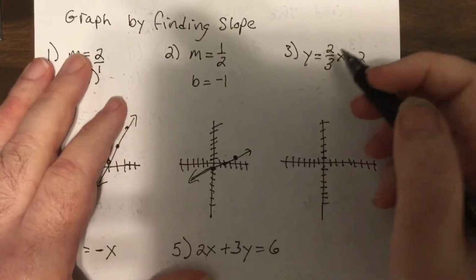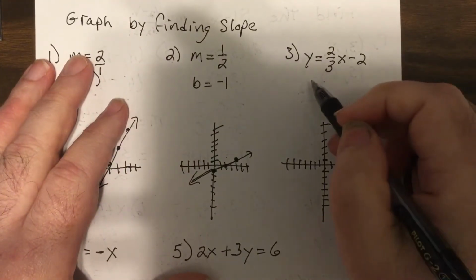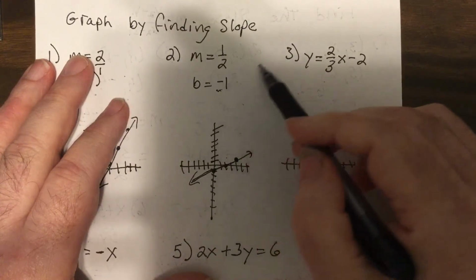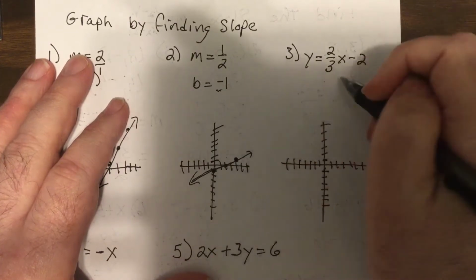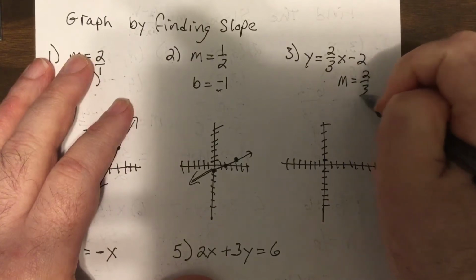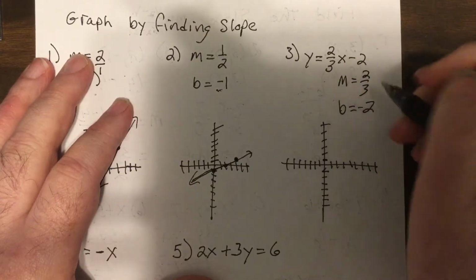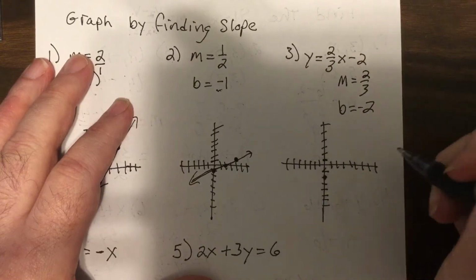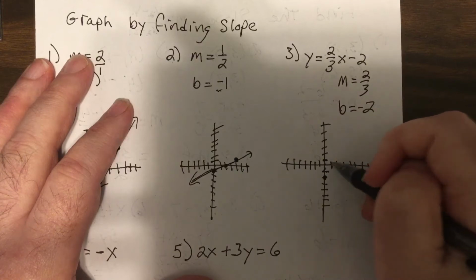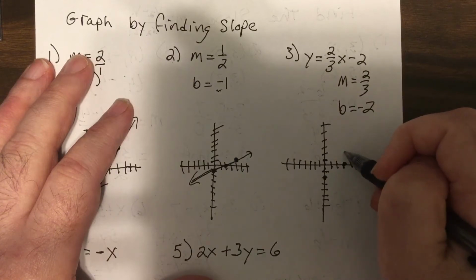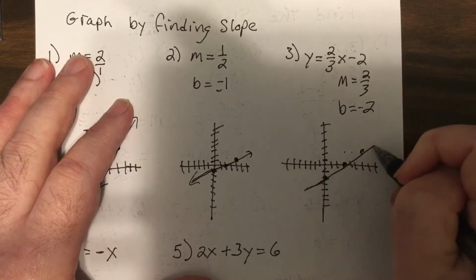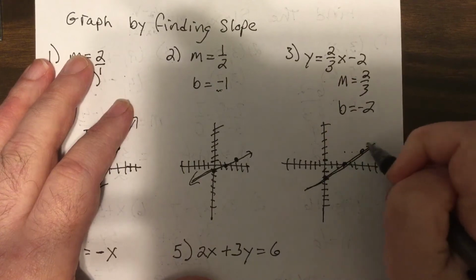This one, I'm going to do it by slope and intercept. Now remember, if the y-intercept's -1, the point that goes with that is 0, -1. So this one, it's solved for y, so the slope is 2/3, and the y-intercept is -2. So put a dot at -2, then it's up 2, right 3, up 2, right 3. I like 3 points because I think it makes a better line.